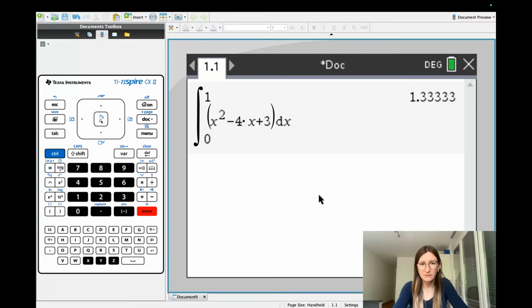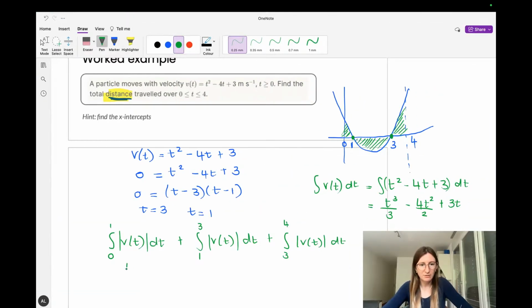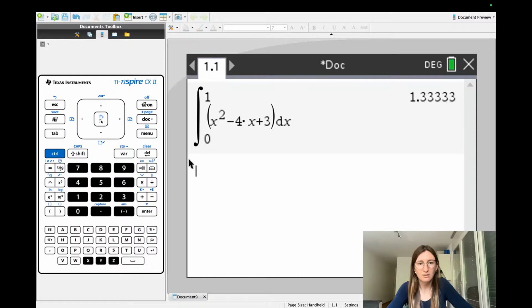1.33333, which is 4 over 3. So let's keep it like that for now. So my first one here was 4 over 3. That's positive, so all good. Now let's do it for this one from 1 till 3.